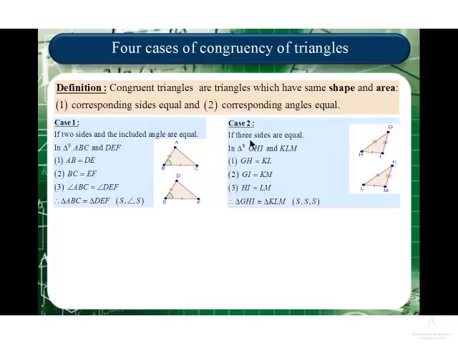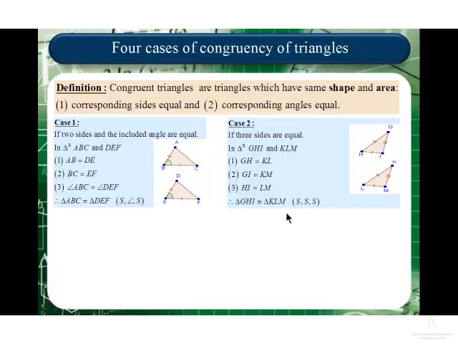Another case where we can say that two triangles are congruent is where we have three pairs of corresponding sides that have equal length. In the case of triangles GHI and KLM, that is the case. In other words, for these triangles, the side length GH is equal to the side length KL, GI is equal to KM, and finally HI is equal to LM.